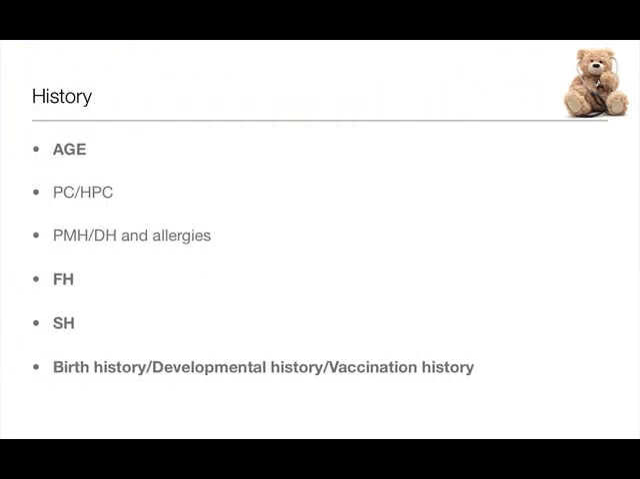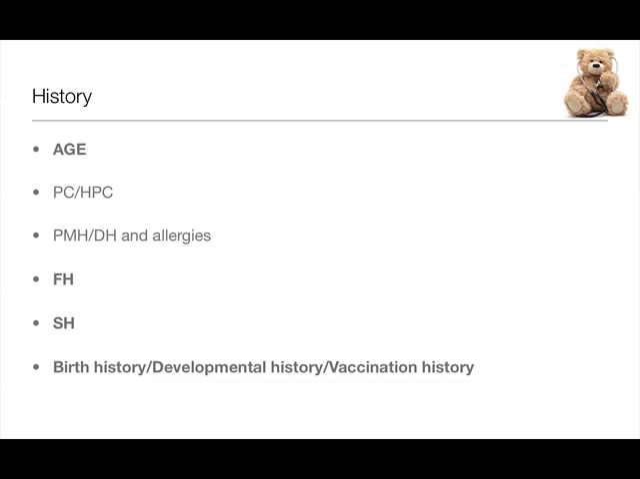Taking a paediatric history follows along the same lines as an adult history, but there are a few extra aspects which you need to remember. Firstly, age. Age is crucially important to check from the outset, as this will affect the list of differentials you might be considering. Next, we move on to the presenting complaint and history of presenting complaint. In paediatrics, this is often taken from the parents.